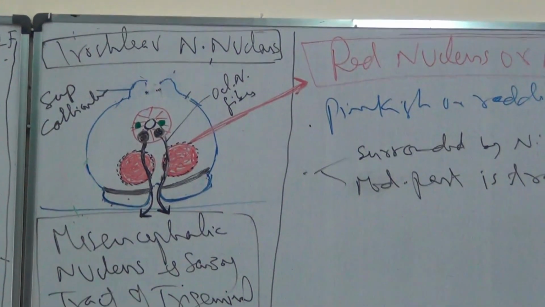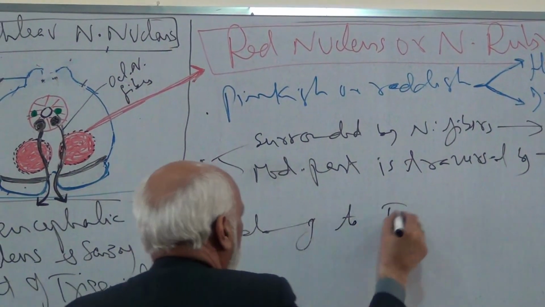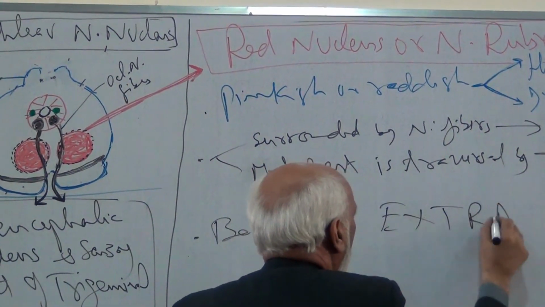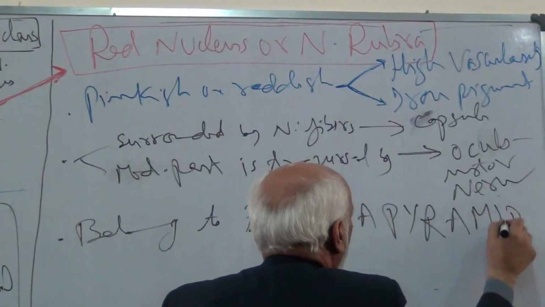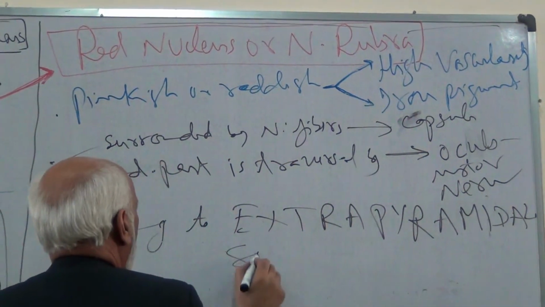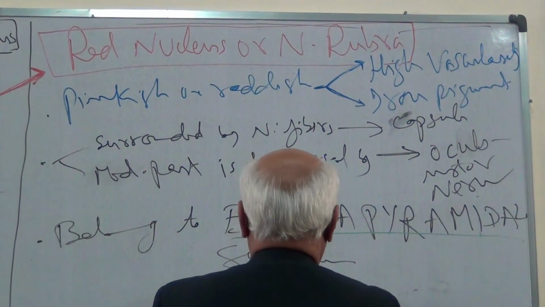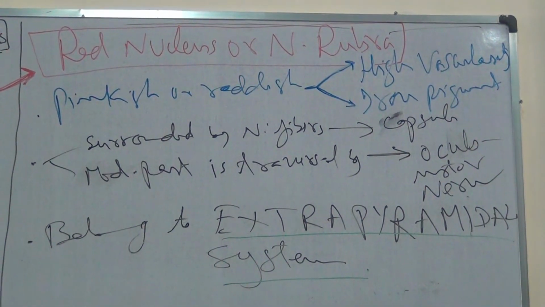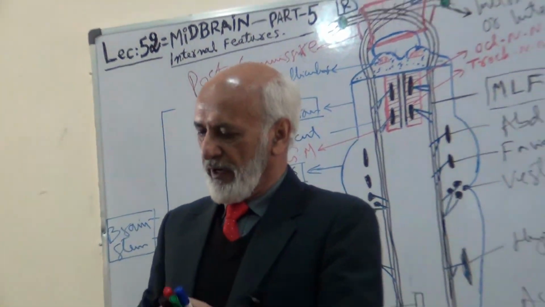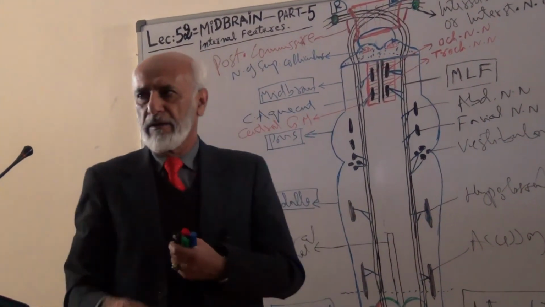Now, what is the function of this? It belongs to the extrapyramidal system. You know, we have two types of motor system: one is the pyramidal tracts, and the other is the extrapyramidal system. So the red nucleus is considered a part of the extrapyramidal system.